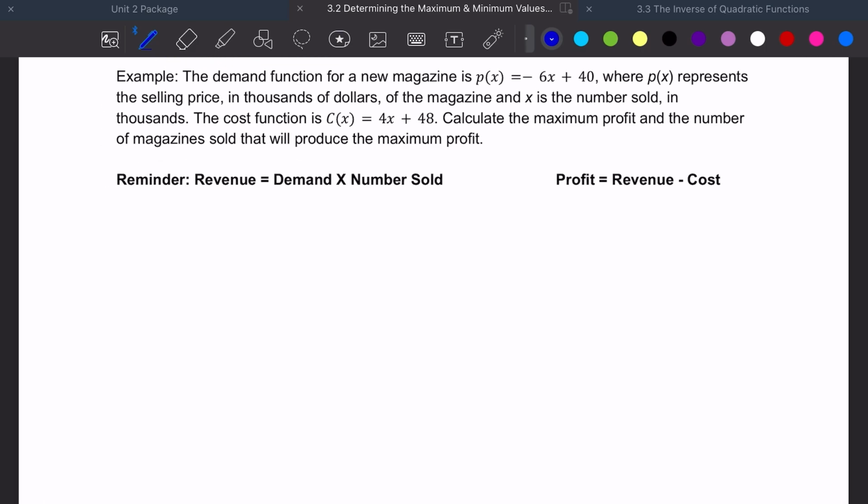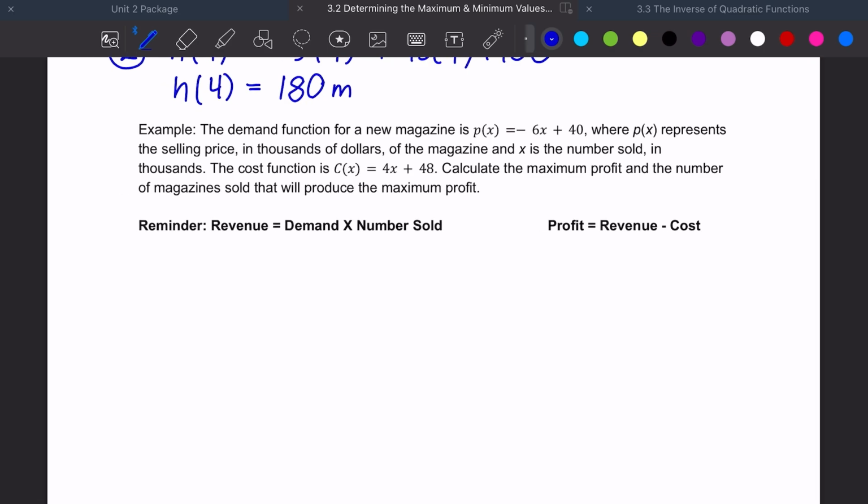So this one's talking about a magazine. The demand function for a magazine is P of X, where this is just a line, negative 6X plus 40. And that is the selling price in thousands of dollars of the magazine, and X is the number of magazines sold. And this is the cost function, what it costs to make the magazine, which is another line, 4X plus 48. And it's saying calculate the maximum profit of the magazine and the number of magazines that you would have to sell to hit that maximum profit.